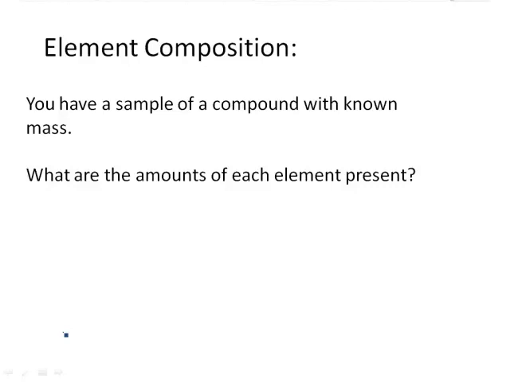It's actually a relatively simple idea. The idea is if you have a known sample with a known mass, and you know the formula, what are the amounts of each element present? And so the first step is to take your grams of compound and convert that to moles of compound, and we just did that in the last section, so we're not going to do that here. We're going to show the new stuff.